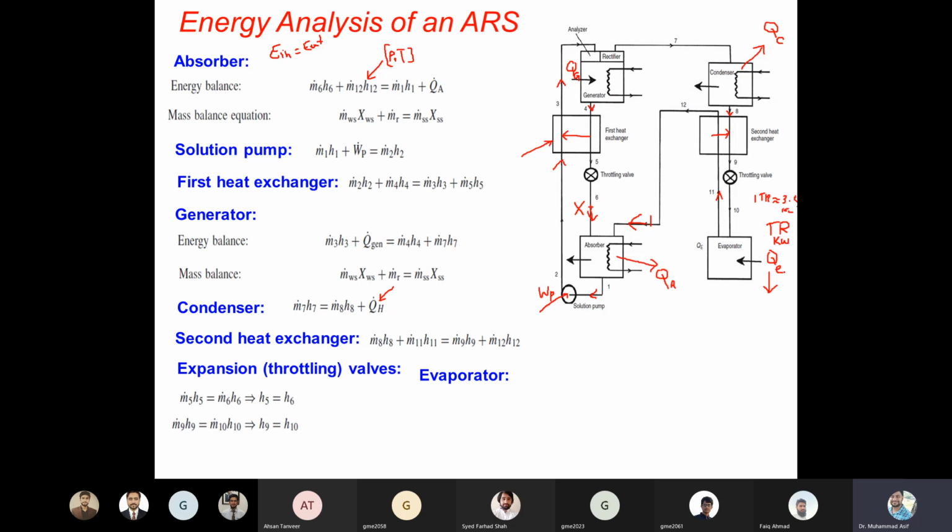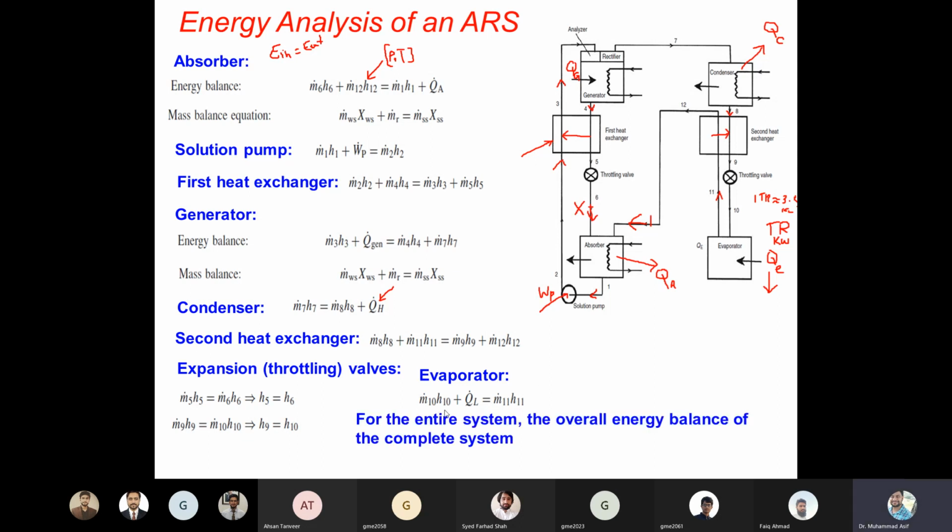So this is the cooling capacity, or the amount of heat removed from the cooling space. This can be calculated by utilizing the energy balance. As you can see, QE is coming in, and similarly the energy from point 10 is coming in, and what is leaving is the energy at point 11. So through the energy balance, energy at point 10 plus the cooling capacity is equal to the energy at point 11. So from here we can calculate the cooling capacity, right?